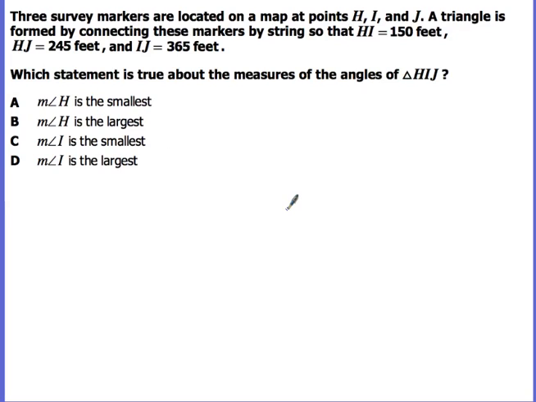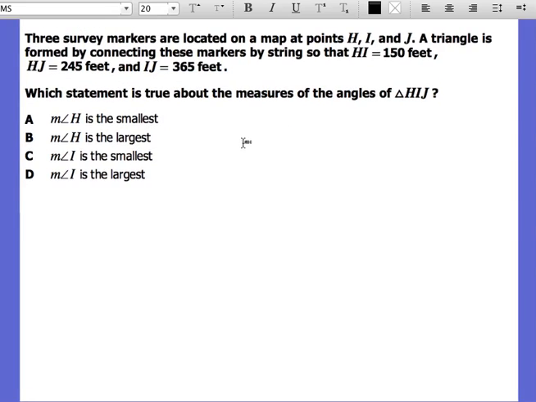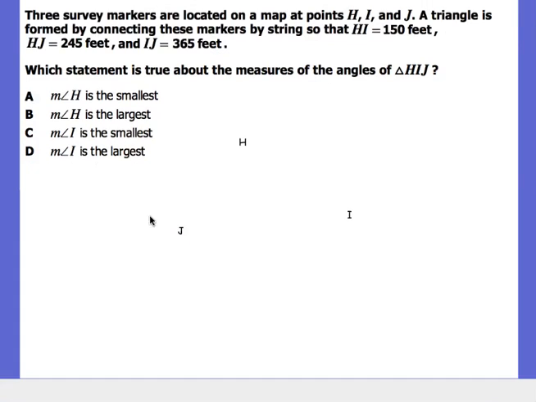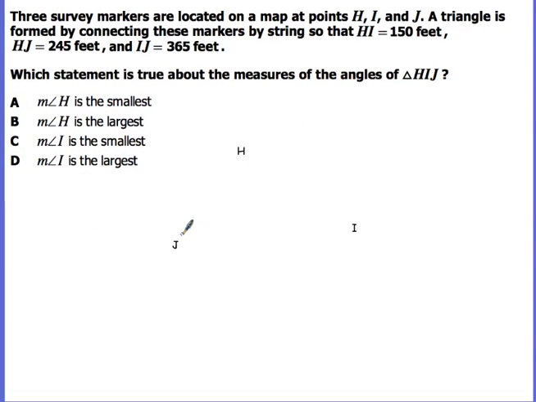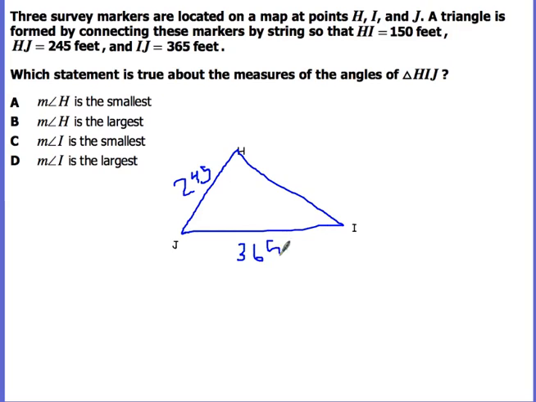Make sure a lot of times that, if there's not a picture provided, you should probably draw one. So this one says 3 survey markers are located on a map. They're called points H, I, and J. A triangle is formed by connecting these 3 points. HJ is 245. IJ is 365. And HI is 150.